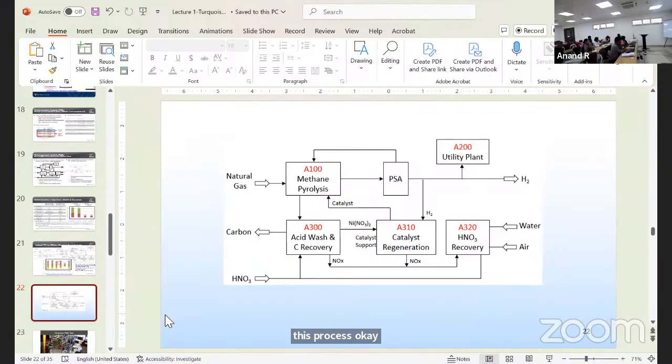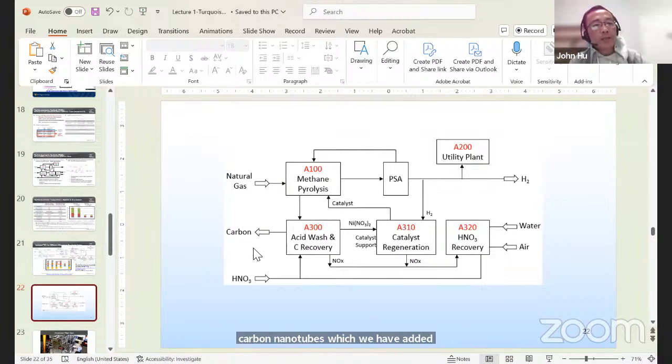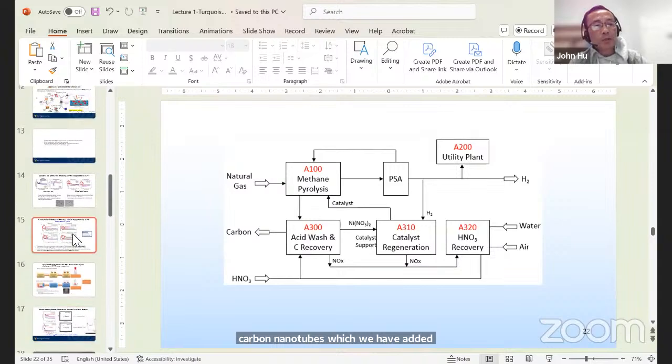Sir, what about the purity? When we add 1 gram, we get 2 grams, so that is the extra 2 grams we are getting. Will that purity be equivalent to the purity of the first carbon nanotubes which we have added? Very good question. It depends on which market you are going to sell.